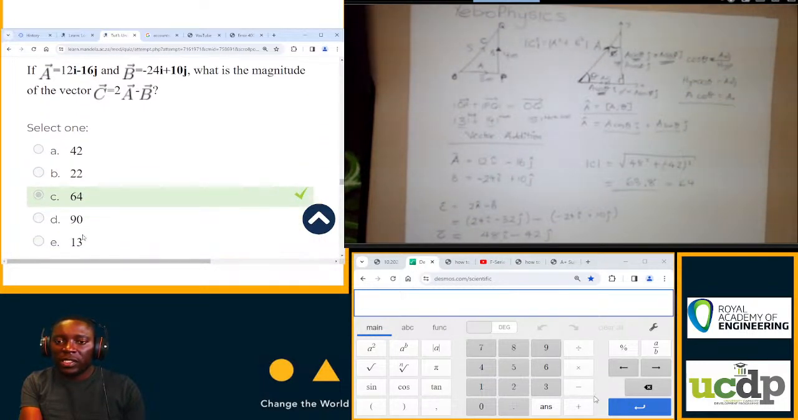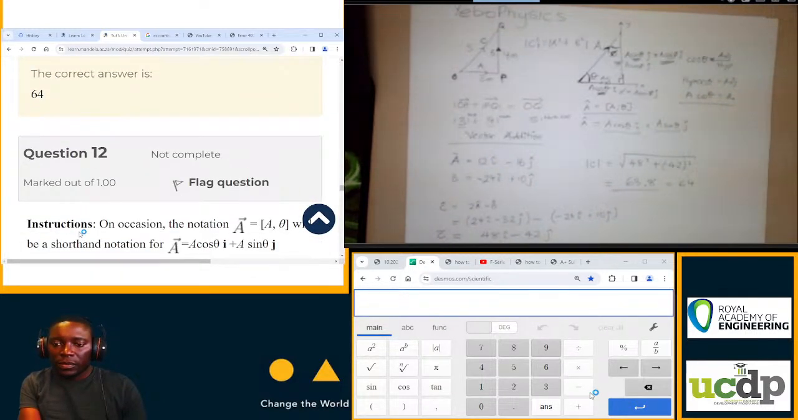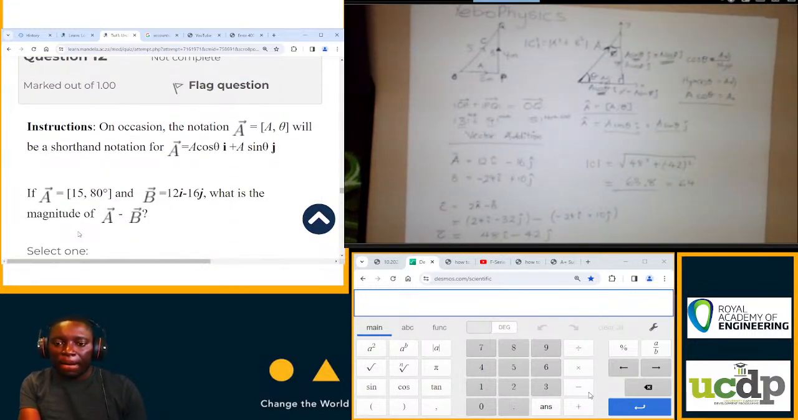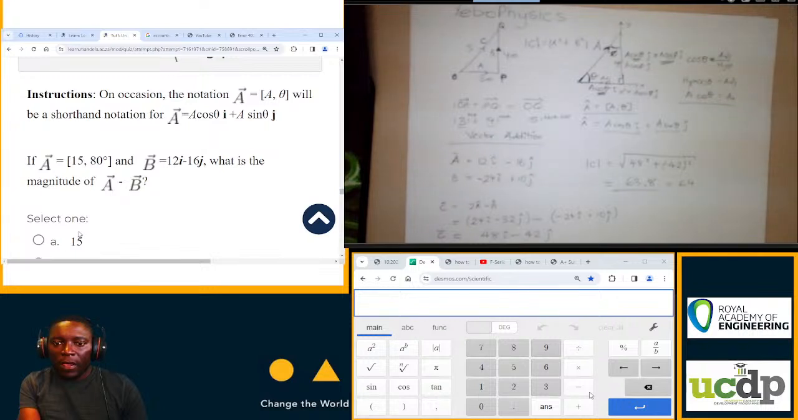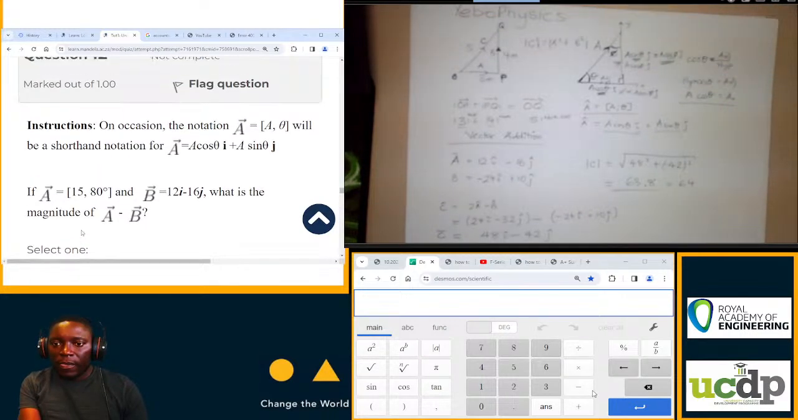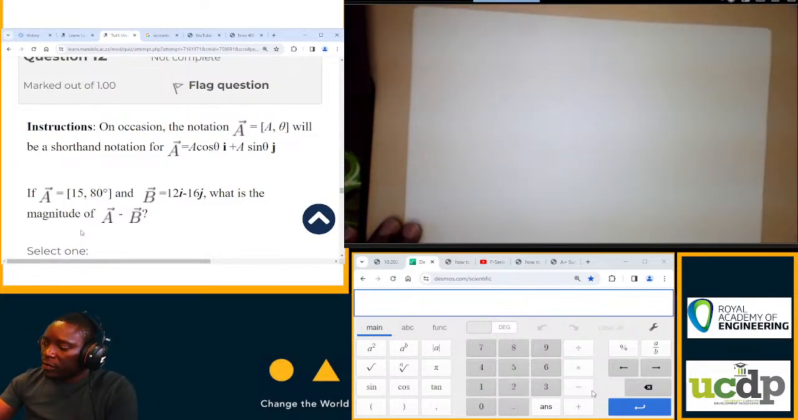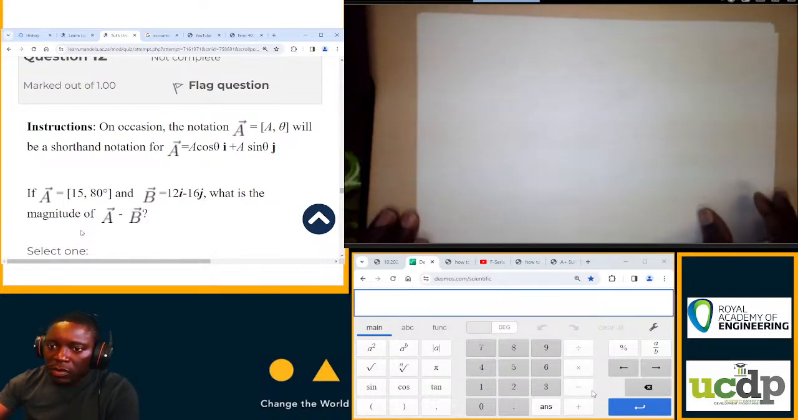So that's basically how you get to the magnitude of the resultant vector. You add the vectors first, then you take the root of the sum of the squares of the added vectors, of the components in the i and in the j. So we have a similar question here, where we want the magnitude of A minus B. So we'll simply do the same thing again.